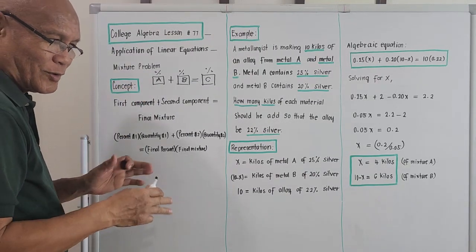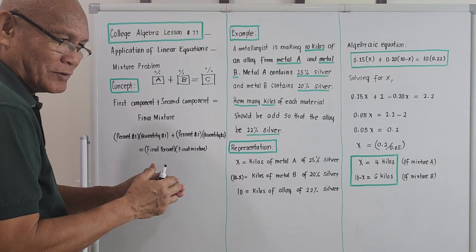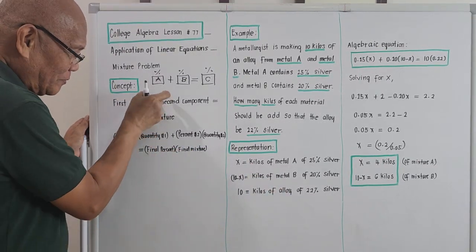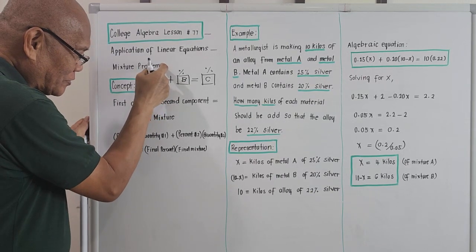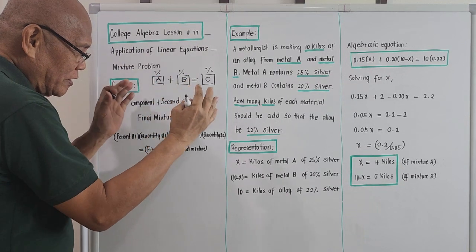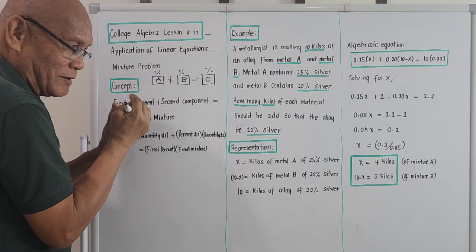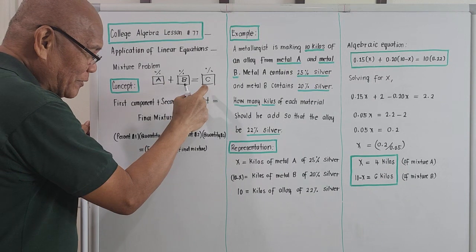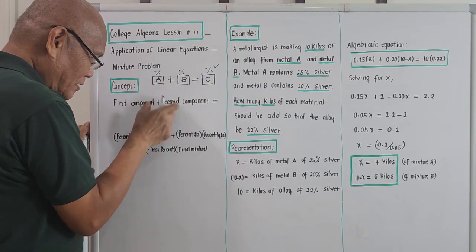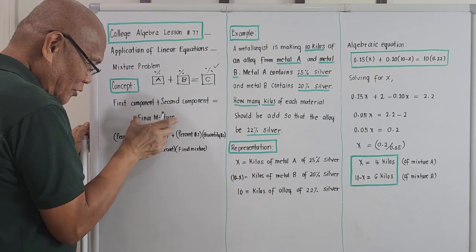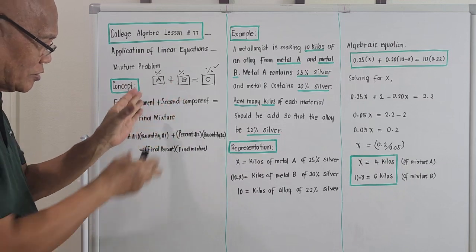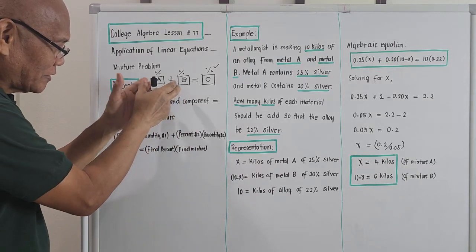Mixture meaning we are adding two things together to produce a mixture. That's why the problem is a mixture problem. It means that mixture A with a certain percentage plus mixture B with a certain percentage, if we add it up, should be equal to a mixture C with another final percentage. That's the meaning of this equation here. Okay, you got it? It's easy to visualize if we get a diagram of it.